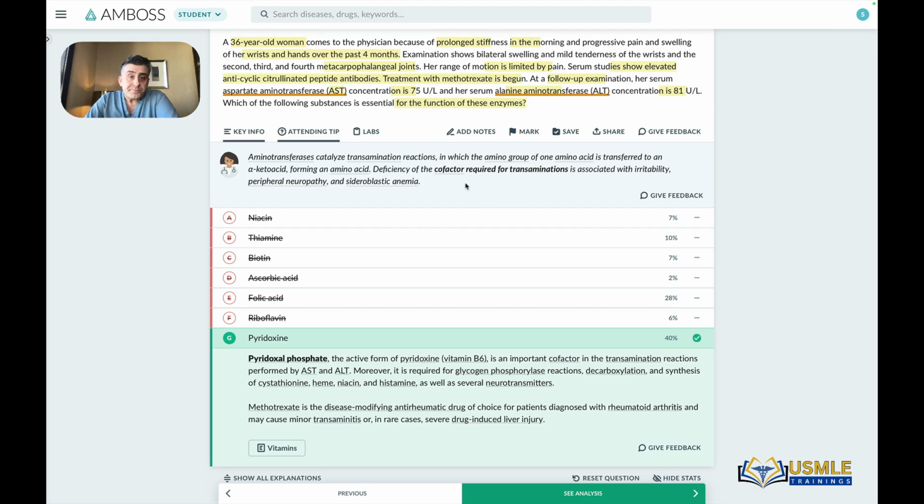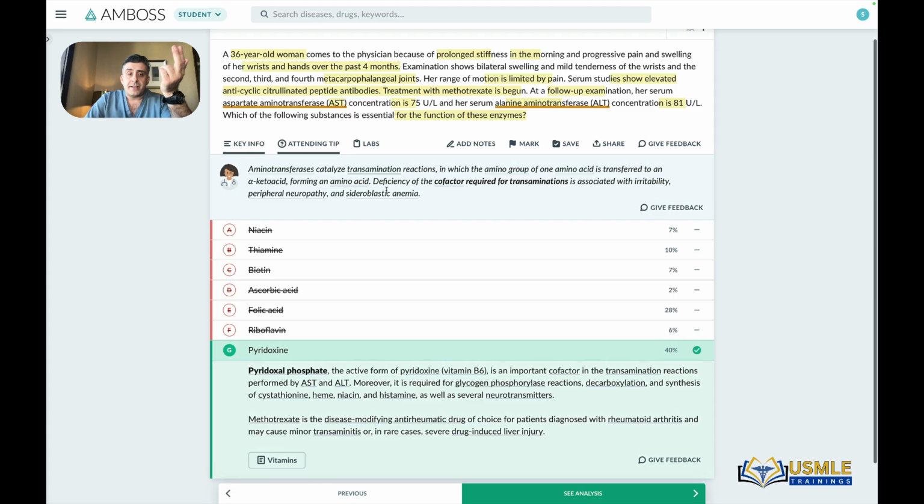Because in this case here, when there's a deficiency of the cofactor required for transaminases, right? Then what happens? Irritability, peripheral neuropathy, sideroblastic anemia. You might say, wait, hold on. I know about B6. I know that if there's B6 deficiency, this happens. But you see, they didn't give us sideroblastic anemia. They didn't present to us any hemoglobin levels or any pathological slides. They didn't mention peripheral neuropathy. They did talk about swelling and pain, but they didn't really present anything about a case that has peripheral neuropathy.